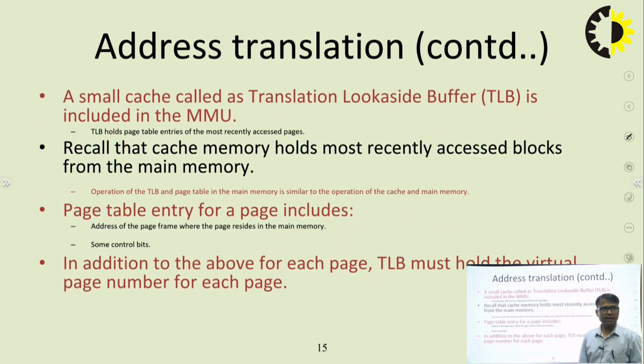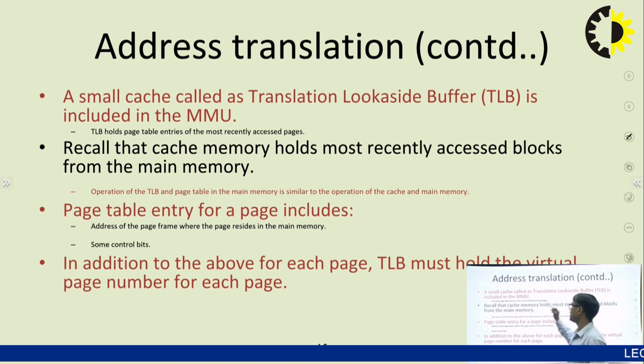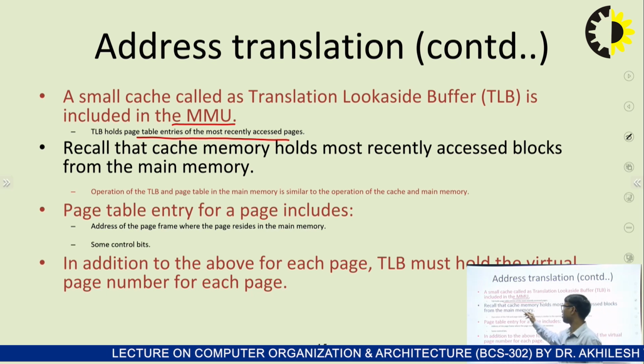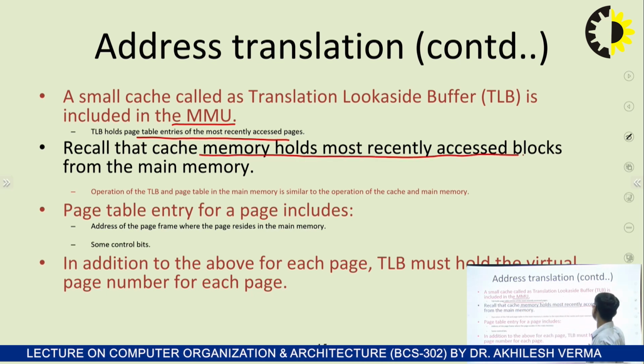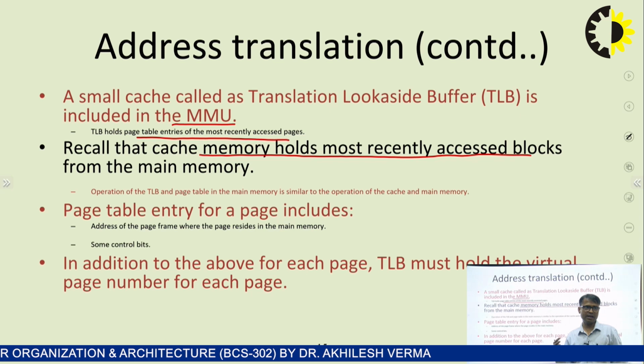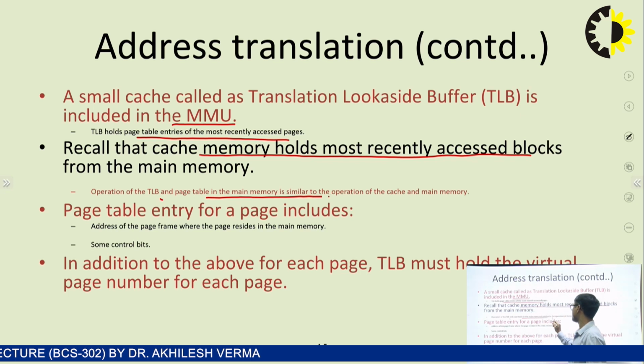So a small cache is used here, and that cache is called the translation lookaside buffer, and it is a part of the MMU. So you can say that the MMU has a certain memory space. This TLB holds the page table entries that were most recently accessed. We can easily recall that we have been doing this in cache memory also. Recall that the cache memory holds the most recently accessed blocks. So here, instead of blocks, we are keeping the most recently accessed pages. The operation of the TLB and the page table in the main memory is similar to the operation of cache memory and the main memory. So we can have an analogy here.